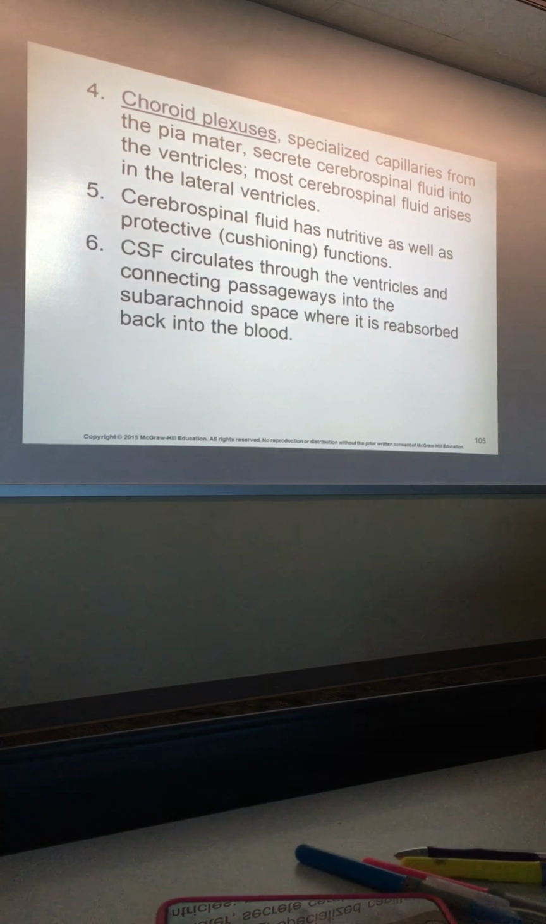The next thing I'm going to talk about is the choroid plexus. Mr. Gilmore, you showed me what the choroid plexus was, but you told me I didn't have to learn it. Here's the catch. That's a specialized capillary that has a lot to do with the cerebrospinal fluid. The choroid plexus is specialized capillaries from the pia mater that secrete cerebrospinal fluid into the ventricles. Most cerebrospinal fluid arises in the lateral ventricles. Cerebrospinal fluid has nutritive as well as protective cushioning functions. Cerebrospinal fluid circulates through the ventricles and connecting passageways into the subarachnoid space, where it's reabsorbed back into the blood.